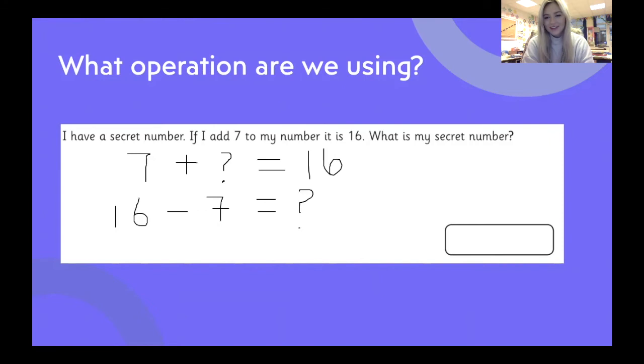Well done for having a go at that. I'm going to go through what you should have done. If I can find my pen because it's disappeared again. There it is, right. Let's do the column method for subtraction.